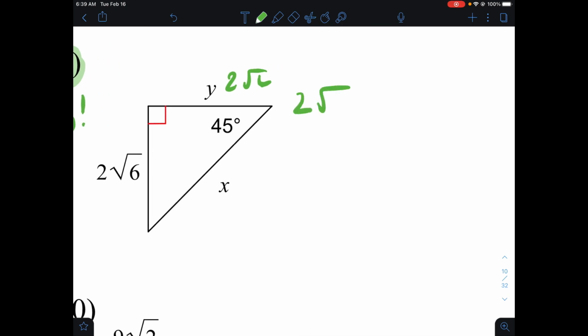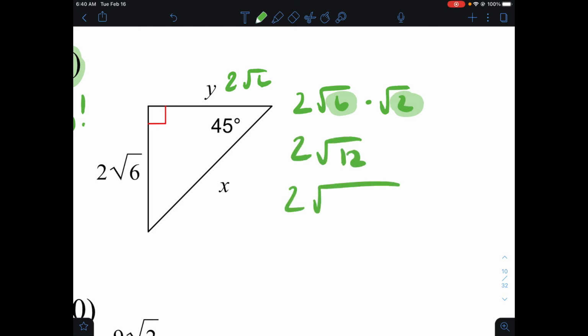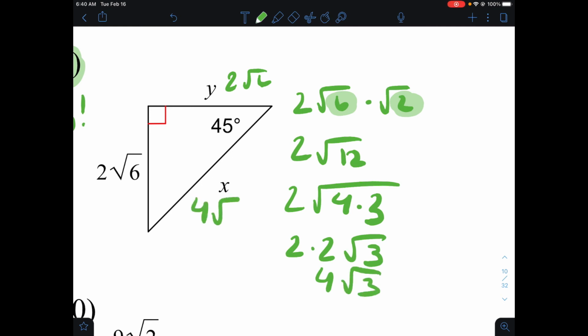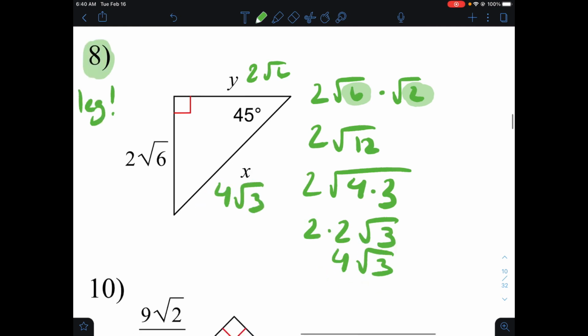So I'm going to do 2 root 6 times root 2, which, again, to remind you, when you multiply radicals, you multiply what's on the inside. I would get 2 root 12. And again, we could break down root 12 into 4 times 3. Take the square root of 4, we get 2. We get 4 root 3. And that would be our answer there.